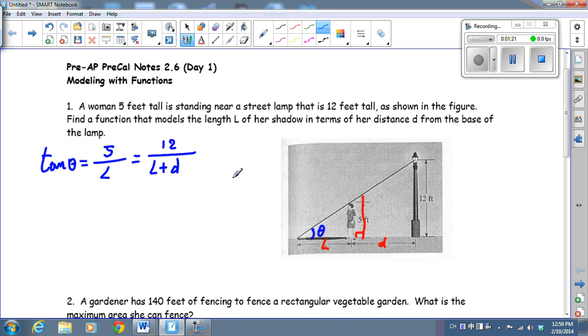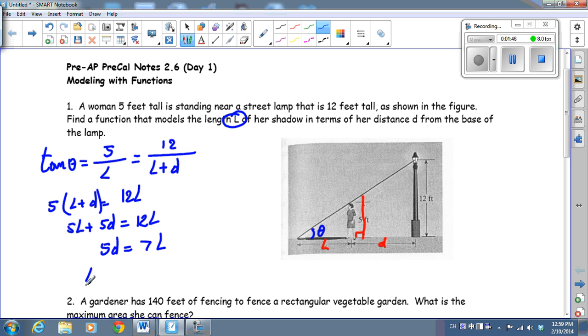Now, using the two expressions on the right side, I will cross multiply to get 5 times L plus D is equal to 12 times L. After distributing the 5, I will subtract the 5L to get 5D is equal to 7L. Since I'm solving for L, I will say L is therefore equal to 5D over 7.